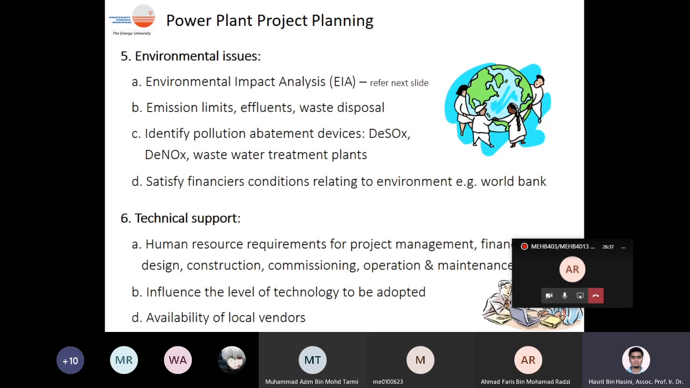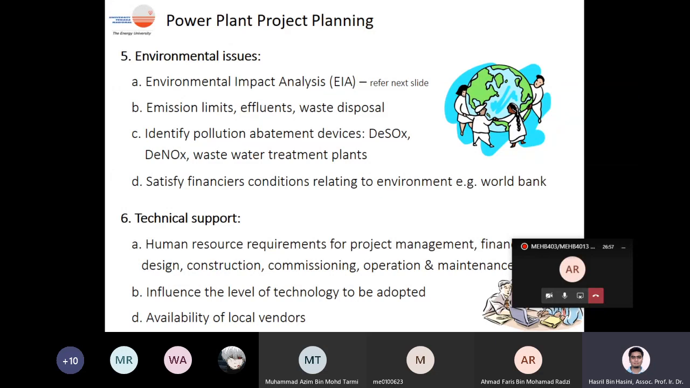Okay, you have to identify the pollution abatement device. How do we want to eliminate the sulfur dioxide? How do we want to eliminate the nitrous oxide? Okay, how do you want to build your wastewater treatment plants and whatnot? These are also considerations that we have to think about.